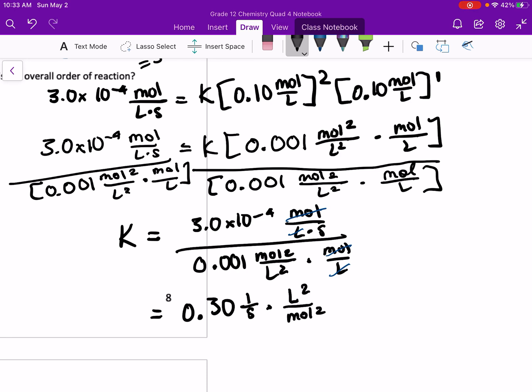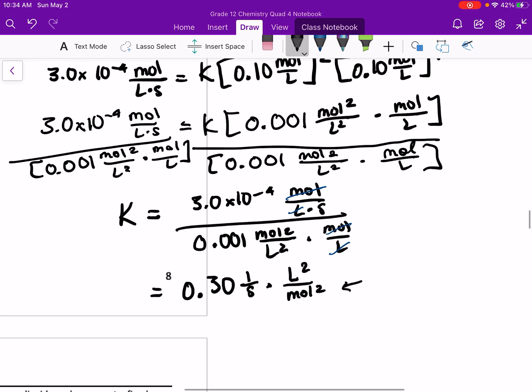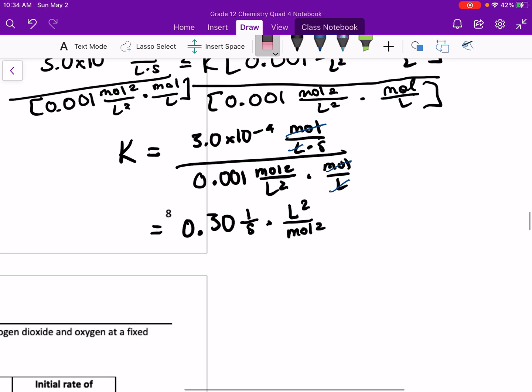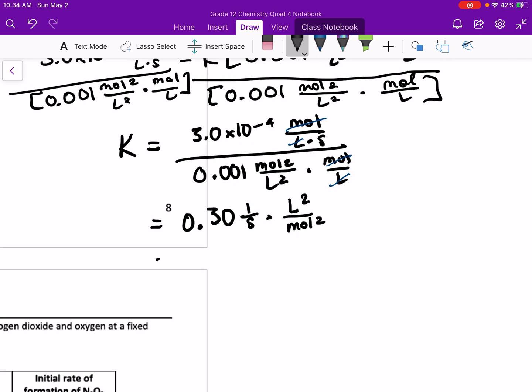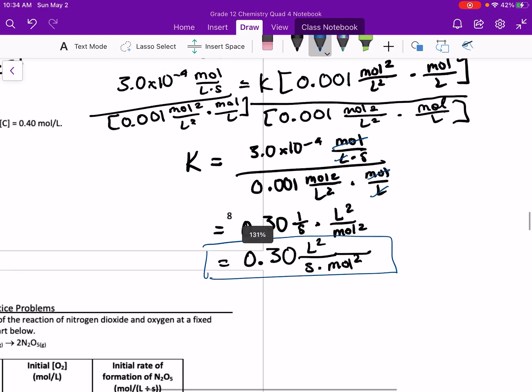So since looking at what happened here to flip the liter and the moles, I'm dividing by moles, but I'm also timesing by liter squared since it's on the bottom. So you need to flip those values. And overall, we're going to get 0.30 liters squared per second moles squared as our rate law constant for this equation.